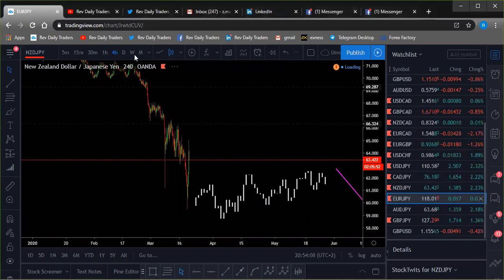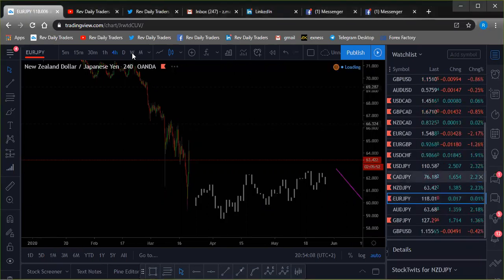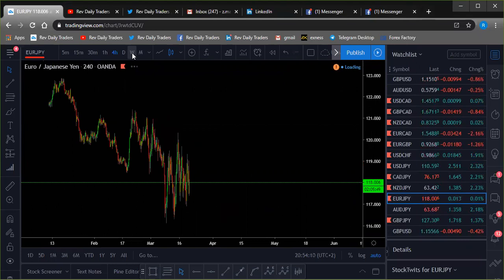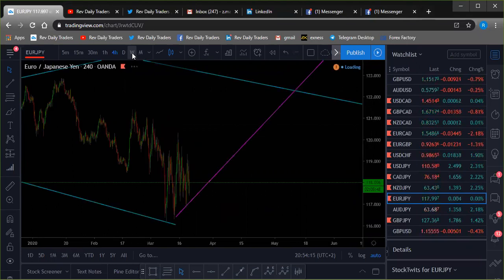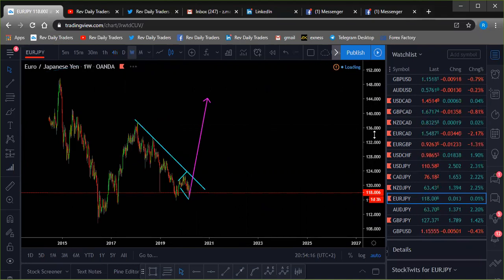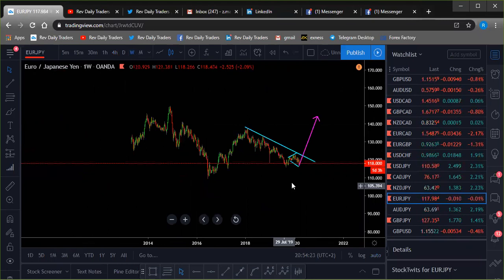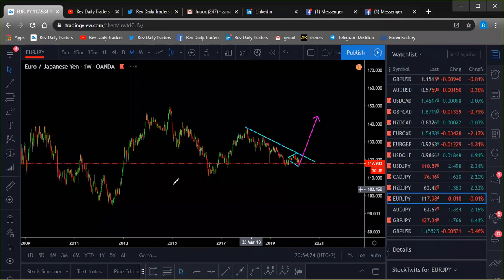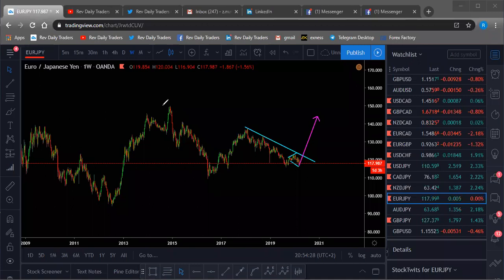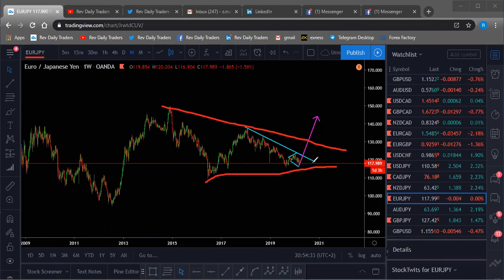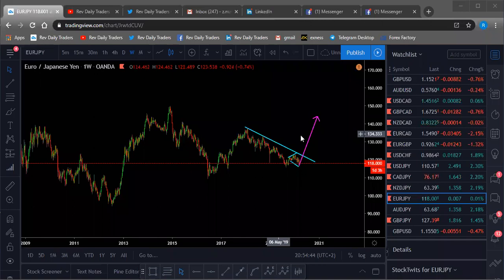Euro yen. Start on weekly on Euro yen. Euro yen. What we are expecting here. We are having this pattern, okay? Kind of wedge pattern. Euro yen, it can give us, let me show you here.